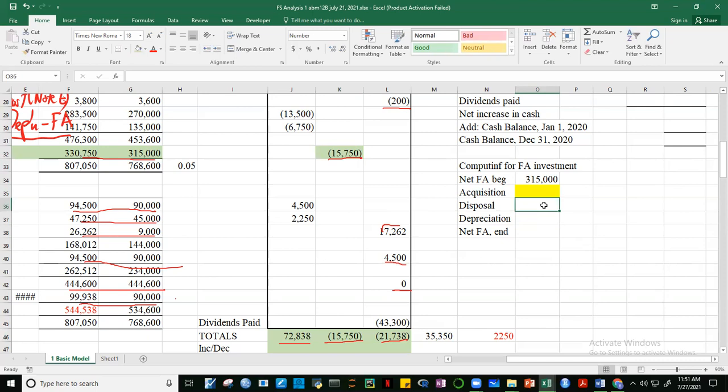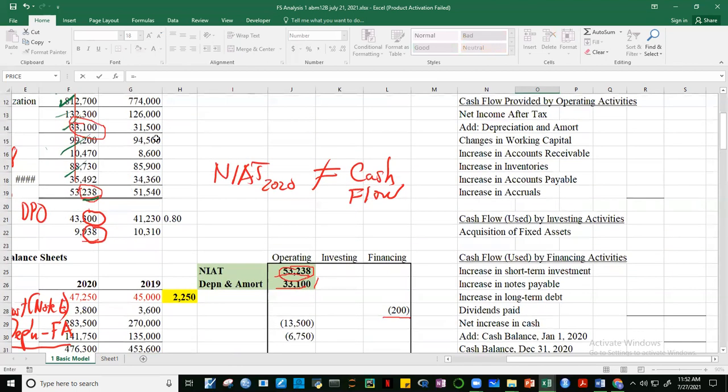Disposal. Ibig sabihin guys, yung disposal, binenta natin siguro yung old equipment. So pag may disposal, dapat ima-minus din natin yan sa fixed assets. Kasi ibig sabihin ng disposal, binenta natin yung part of the equipment, so dapat mababawasan yung fixed asset natin. But since we have no information here about any disposal, we will assume that this is 0. Kung merong amount yan, lalagyan natin ng negative. And then depreciation. Since we subtract depreciation, guys, dapat in-negative natin to. Depreciation is 33,100.